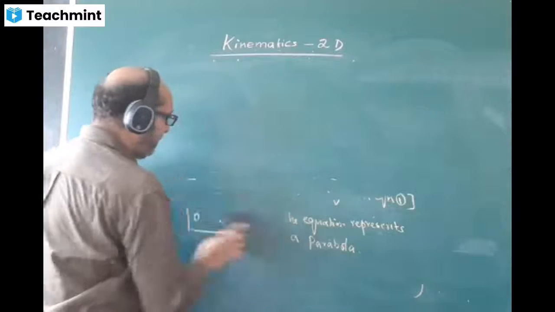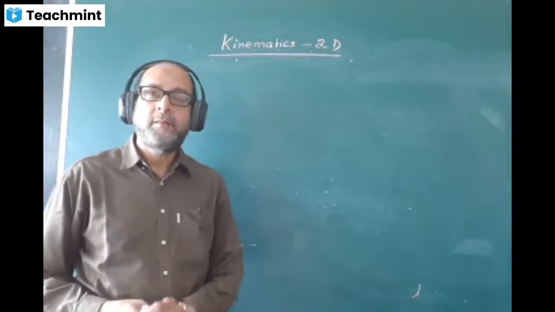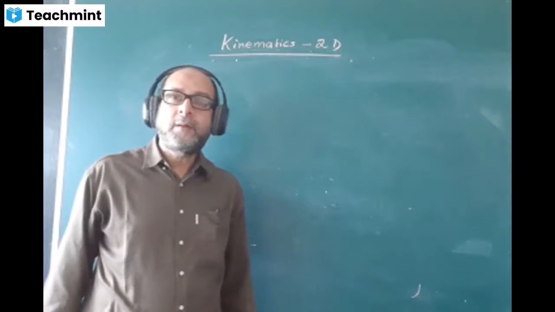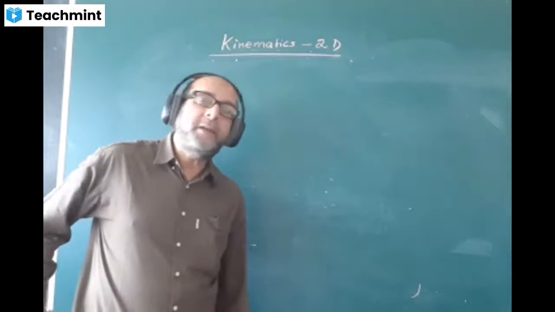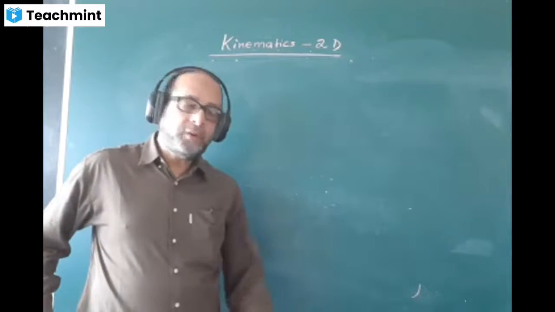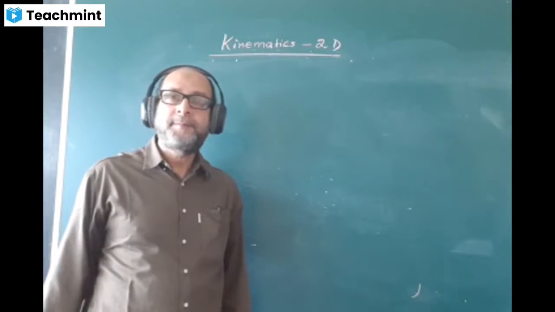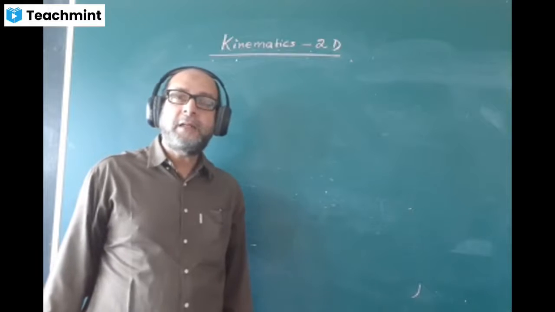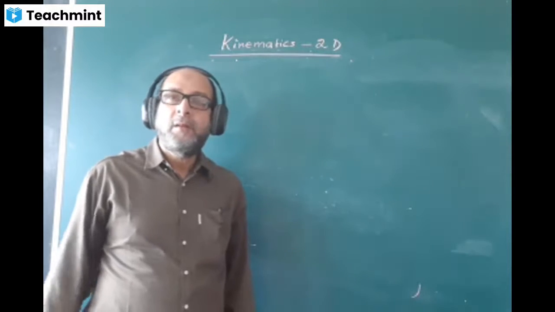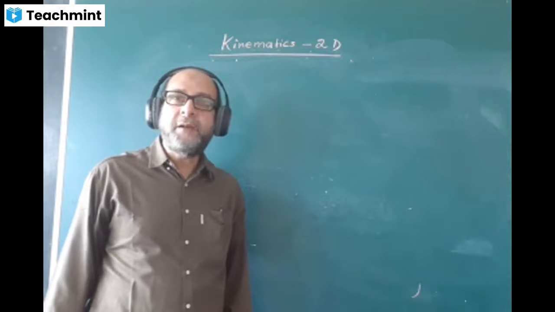Okay, now take one question. Write down: the horizontal velocity of a body at a height 20 meter above the ground is 100 meter per second.